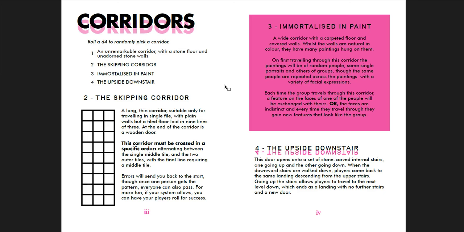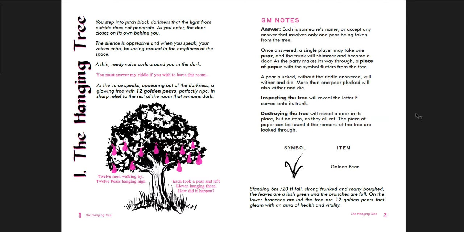So for example, here's corridors. If you want to put a corridor in your tower, you have a few options. You can just do an unremarkable corridor, or you can do the skipping corridor where you have to do a particular pattern to cross, otherwise you get sent back. Or you can do the immortalized in paint, which is a cool little creepy thing happening, and the upside downstairs, which is how to traverse the stairs at the end of the hall. Really cool stuff.